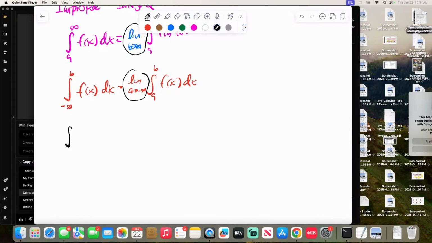Now, if you have negative infinity to infinity of f of x dx, it is equal to negative infinity to c of f of x dx, plus c to infinity of f of x dx. So we can break it up into two separate integrals at a constant. So let's just say if it's negative infinity to infinity, you can say it's negative infinity to 0 and 0 to infinity. Does that make sense? You break it up into two separate integrals.